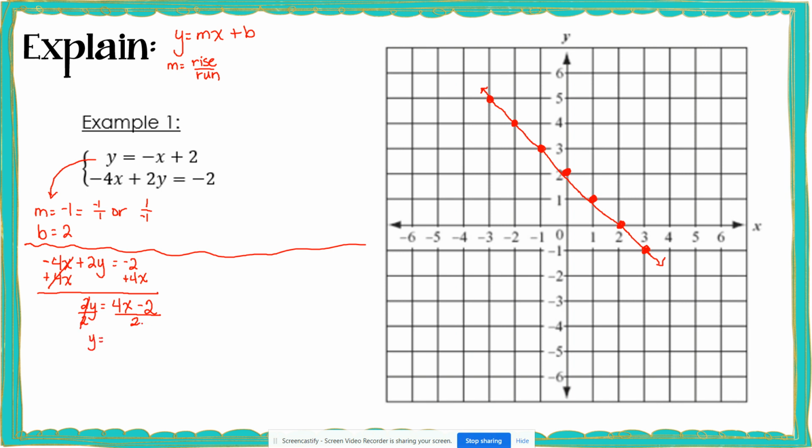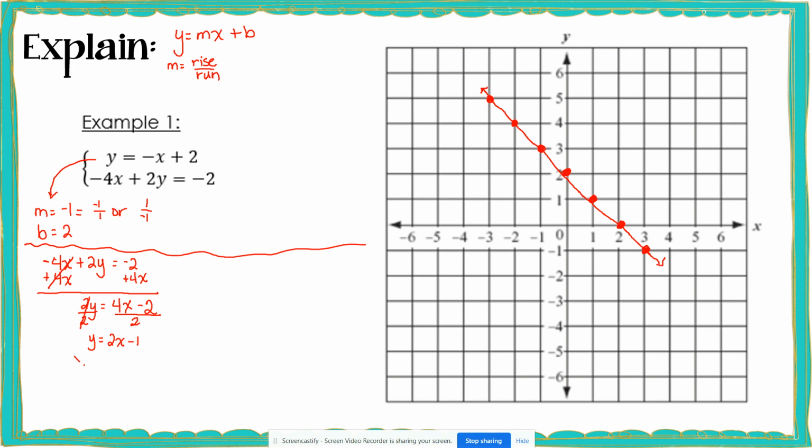And now remember that on this side of the equation, since I'm dividing, I have to divide every term by this 2. Well, 4x divided by 2 is 2x. And remember, this is a negative 2. So negative 2 divided by positive 2 is negative 1. To show that, I would write minus 1.